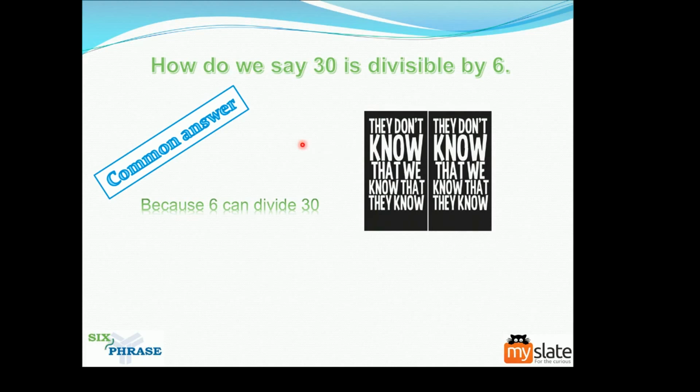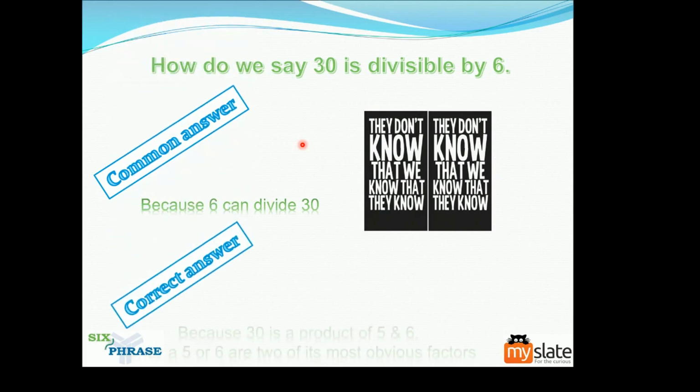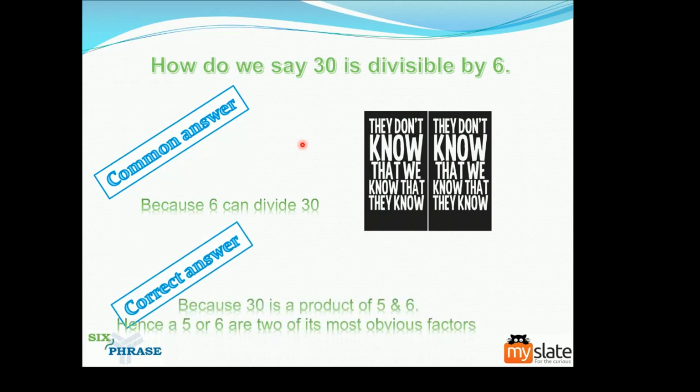Okay, the correct answer is, see, 30 is a product of 5 and 6. I could write 30 as 5 into 6. Yes or no? Yes, right? Because you write it as a product of 5 and 6, you can divide it by 5 or you can divide it by 6, right? So this is the reason why 5 and 6 are the most obvious factors, or the most obvious divisors of 30.